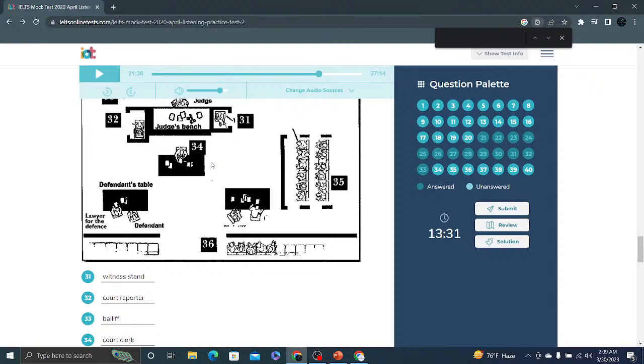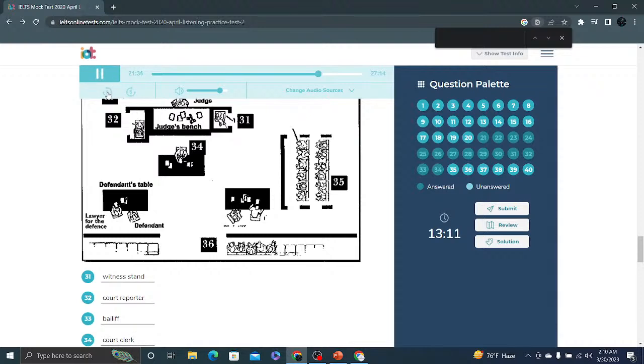And he was saying there is a table. So here you can see a table where the court clerk sits. So we can see here is a man, and this is the court clerk. Okay, so court clerk would be the answer. Let's listen to it once again.